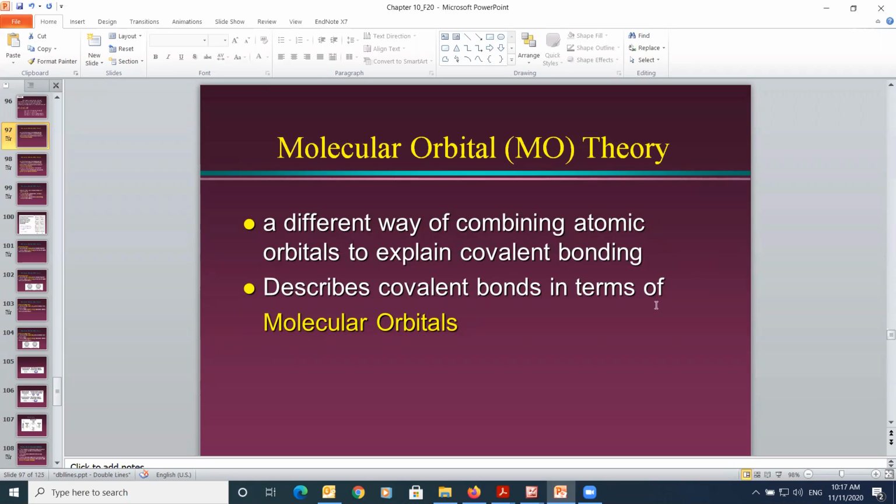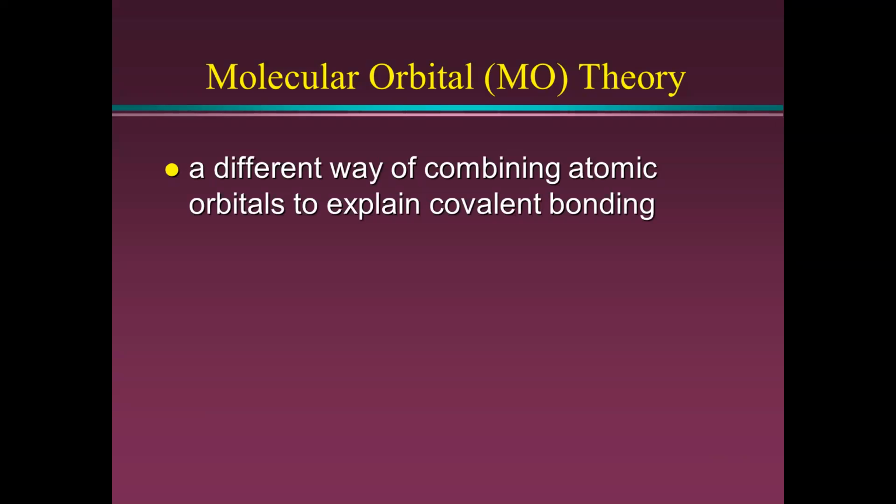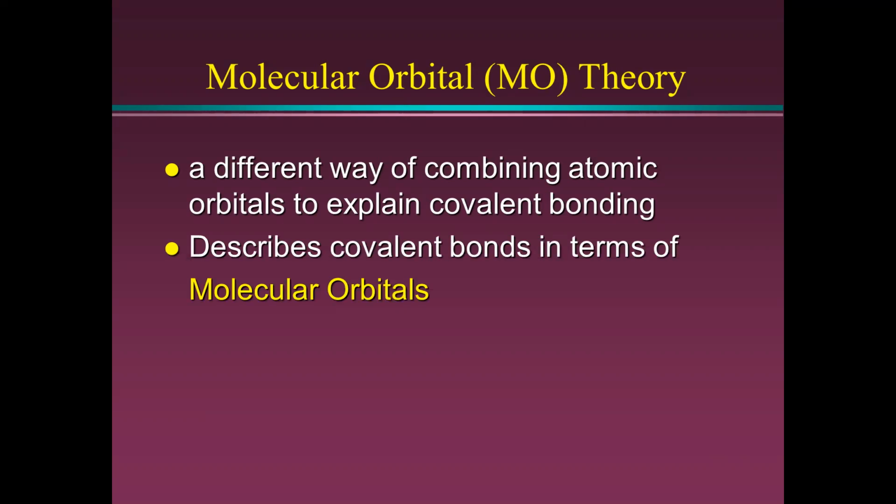Okay, before we learned valence bond theory. So from today, let's take a look at another theory called molecular orbital theory. It's the last part for chapter 10. So this is a different way of combining the atomic orbitals to explain the covalent bonding.